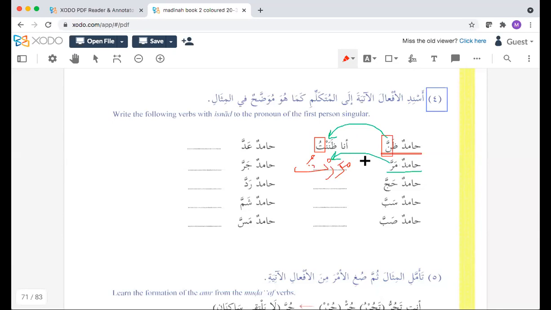أنا مررت. Okay, so now let's go with the other examples. Hamidun hajja, Hamidun sabba with the sad. And we'll ask the brothers. So we have Abu Maymun at the top of the list. Atif already answered one. We'll ask Abdullah, then Abu Hassan, and then Imran and Thaqib to go.